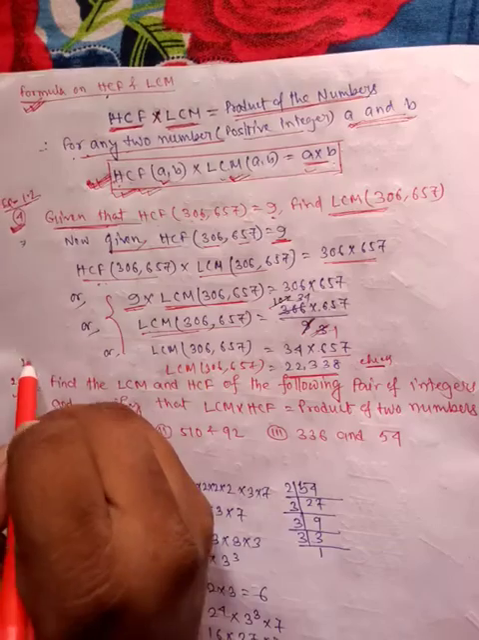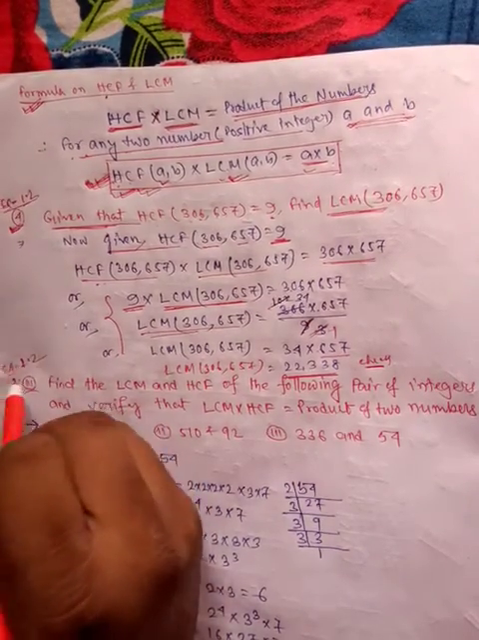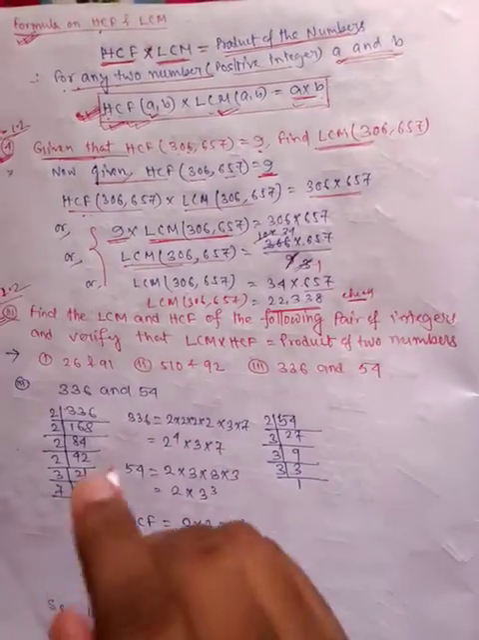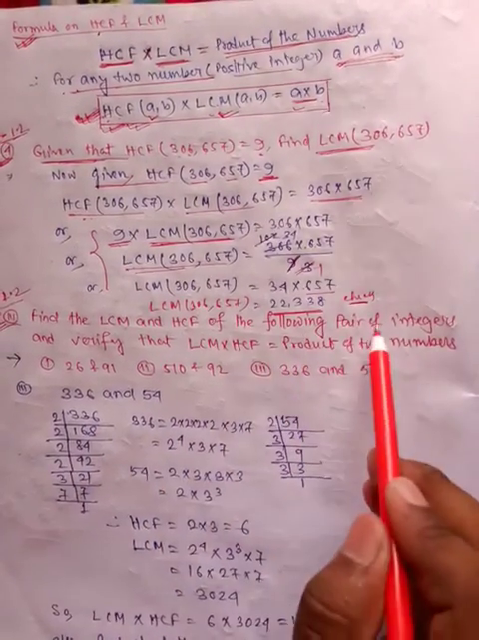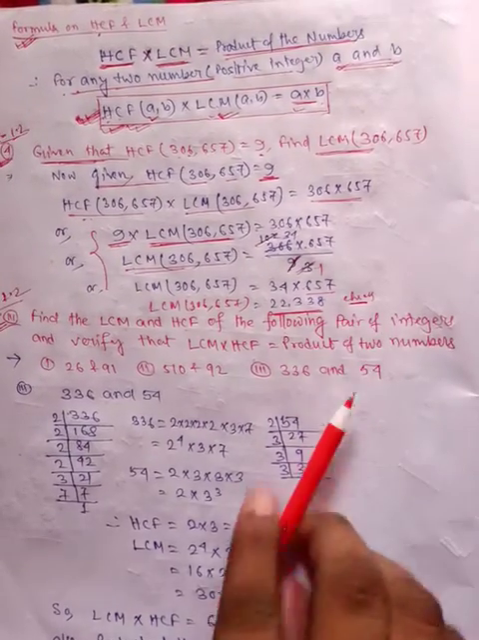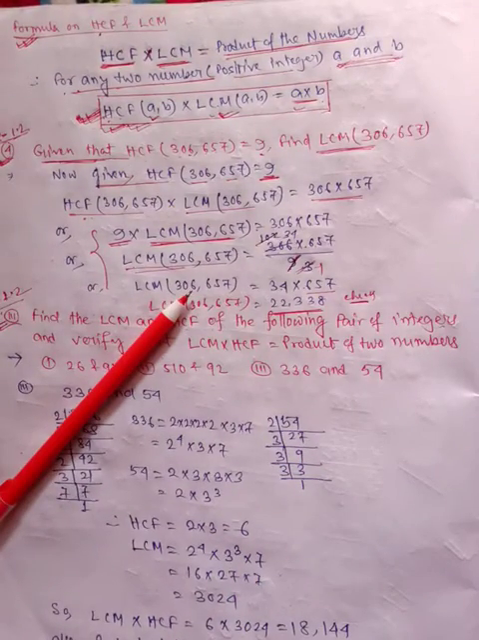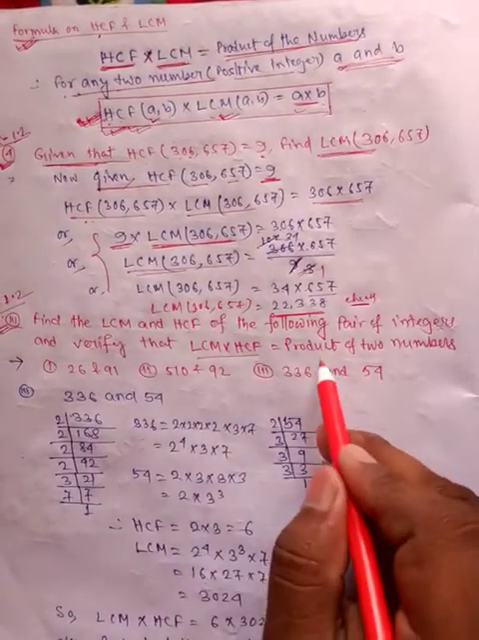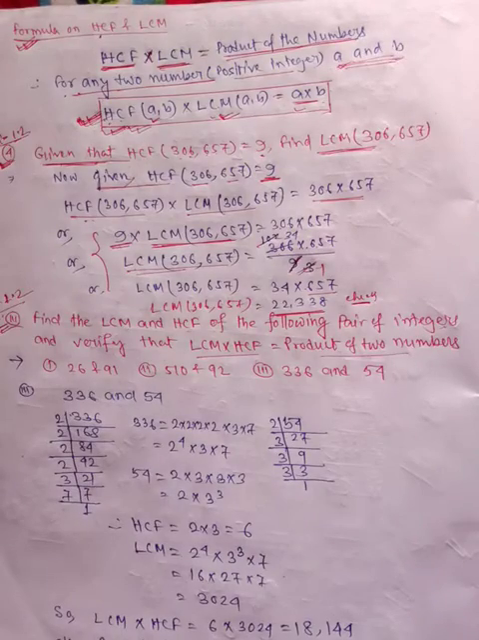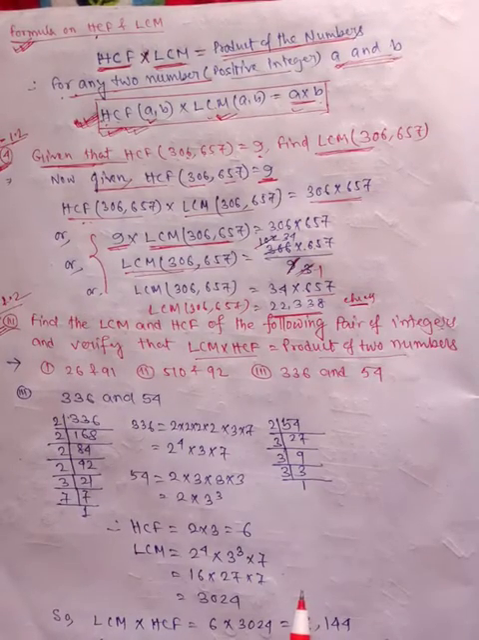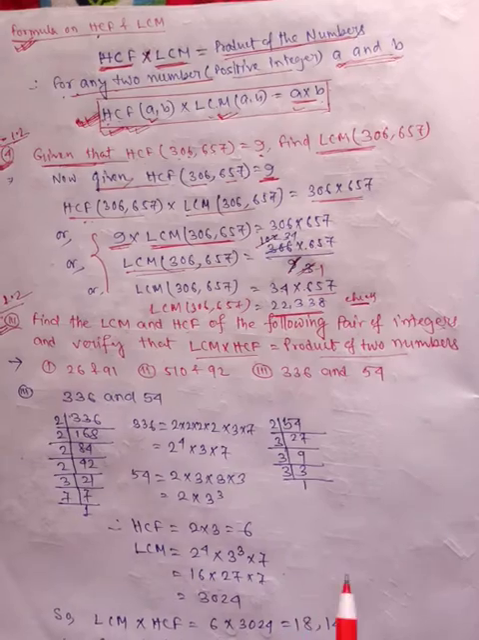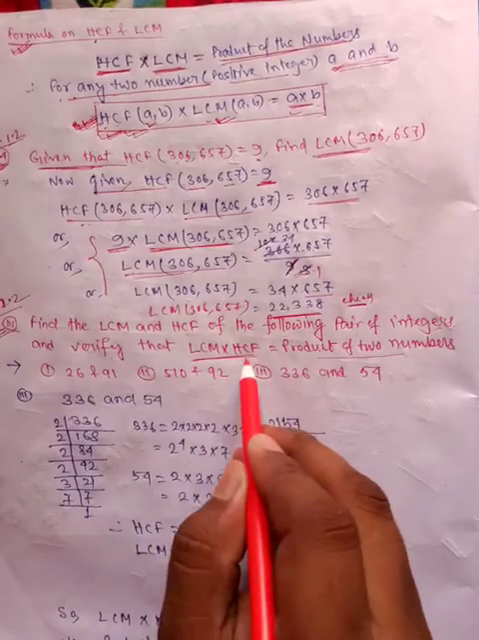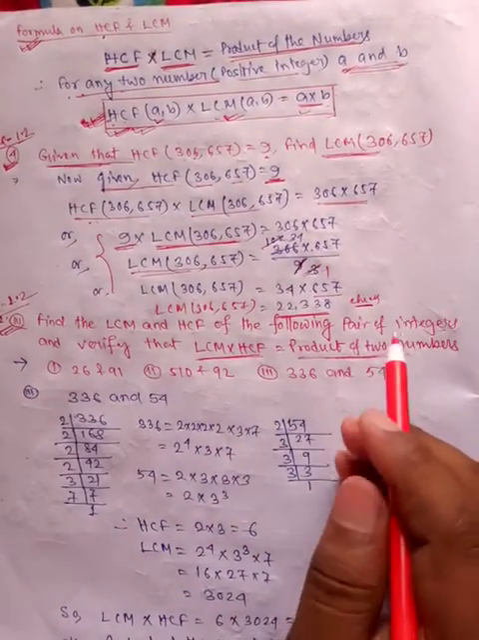Exercise 1.2, question number 2. What is the question? Find the LCM and HCF of the following pairs of integers and verify that LCM into HCF equals the product of the two numbers. So you have to first find the HCF and LCM of the numbers given in the question, and then verify this formula.